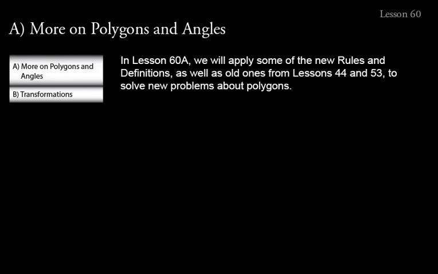Lesson 60 has two parts. The first part is on more about polygons and angles. And so here in part A, we're going to apply some of the new rules and definitions. Make sure you've taken a look at those, and just a few new rules on polygons, and then some definitions on polygon types and diagonals.